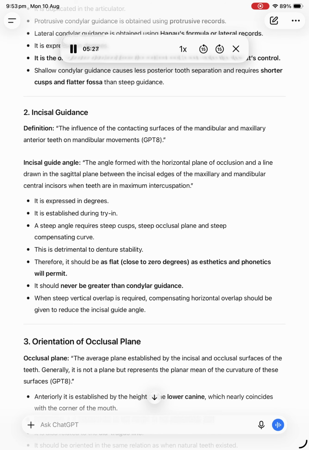as aesthetics and phonetics will permit. It should never be greater than condylar guidance. When steep vertical overlap is recompensating, horizontal overlap should be given to reduce the incisal guide angle.